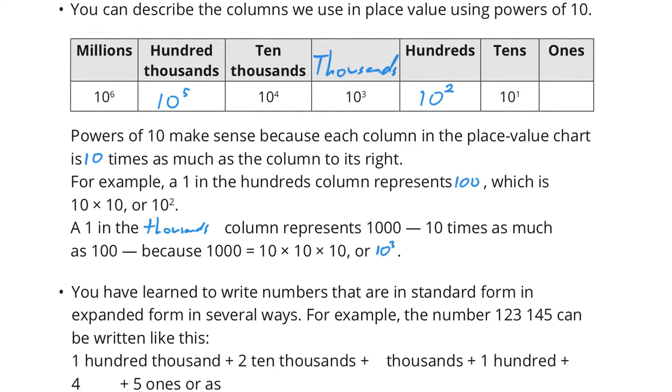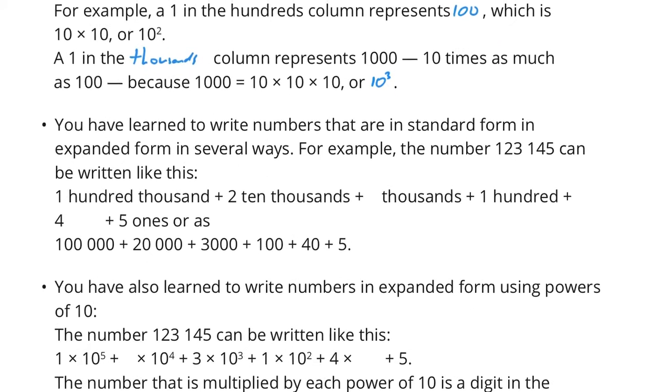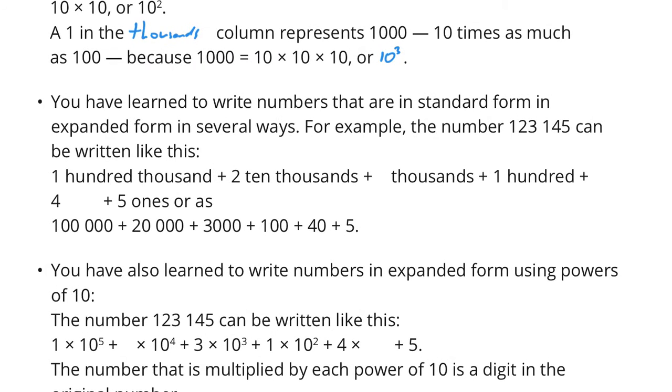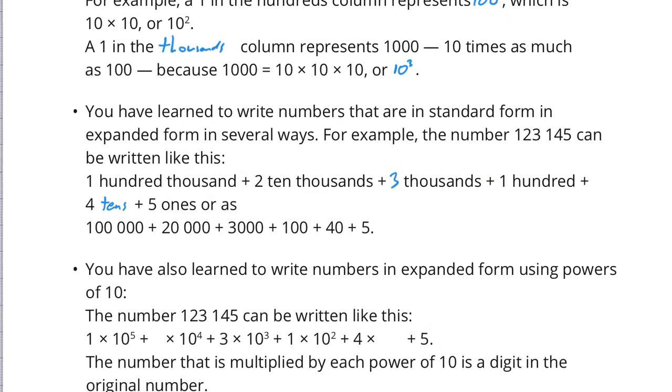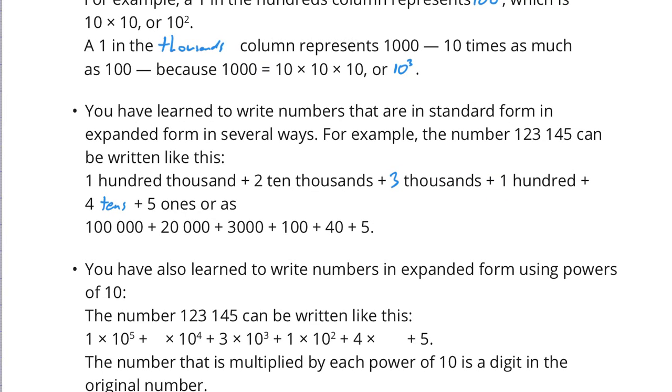You have learned to write numbers that are in standard form in expanded form in several different ways. For example, the number 123,145 can be written like this: 100,000 plus 2 10,000s plus 3,000s plus 100 plus 4 tens plus 5 ones, or as 100,000 plus 20,000 plus 3,000 plus 100 plus 40 plus 5. You have also learned to write numbers in expanded form using powers of 10.